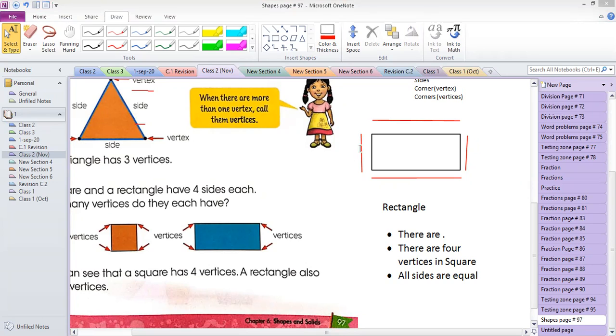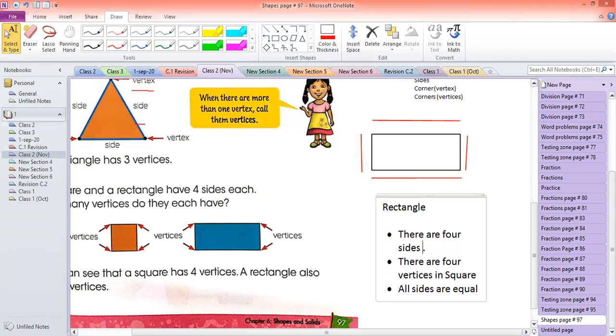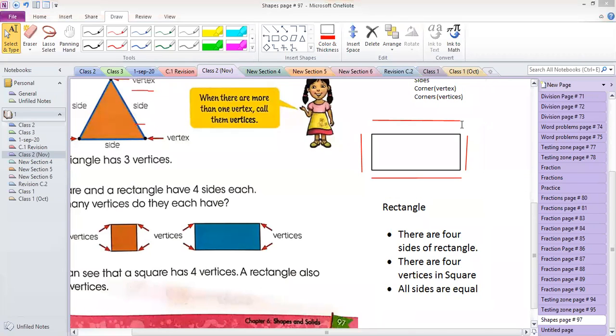You can see this is 1. This one is 1 side. This is 2. This is 3. And this is 4. So there are 4 sides of a rectangle. Guys, we will write it. There are 4 sides of a rectangle.